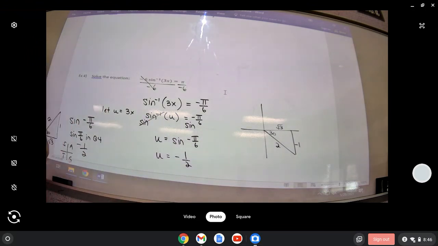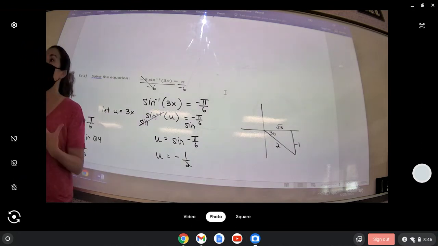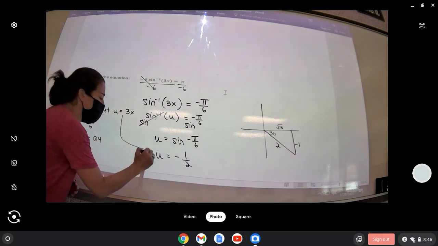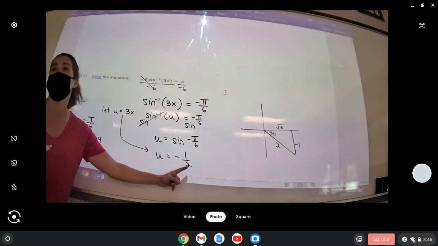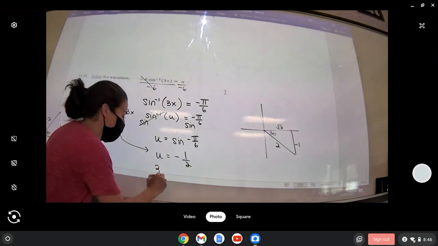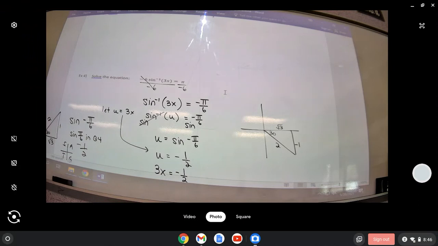Okay, but here's the problem. U is not who we were solving for. We were trying to solve this problem for x. So now that you finally solved it for u, it's time to put what u is equal to back into the problem. So now it's not u that equals -1/2, it's actually 3x that equals -1/2. And now you have to solve this for x.